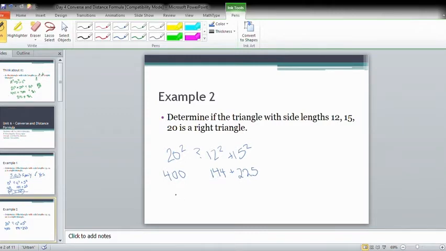So I have 400 over here, and 144 plus 225 is going to be 369, and last I checked, those are not equal, so this is no, not a right triangle. Okay, so again, you need to make sure that you're checking all avenues. If it's not a family, then we check a squared plus b squared equals c squared to determine if it is, in fact, a right triangle.